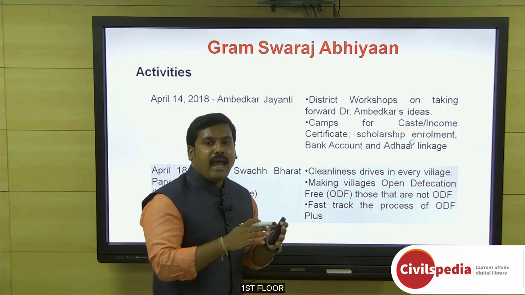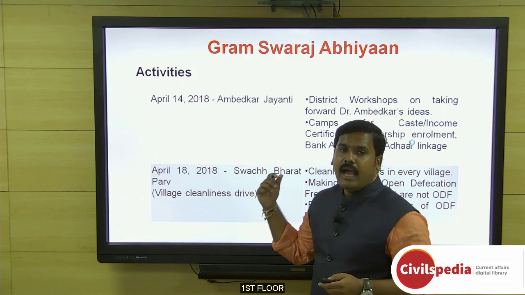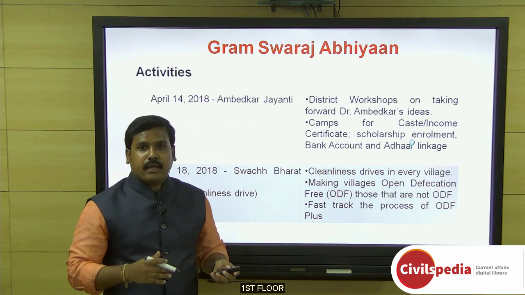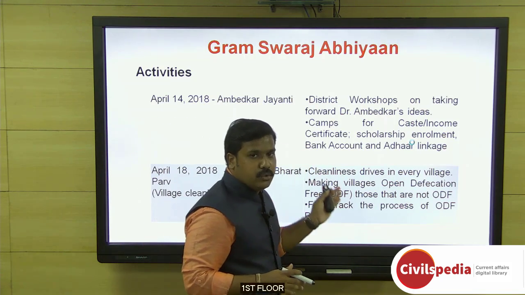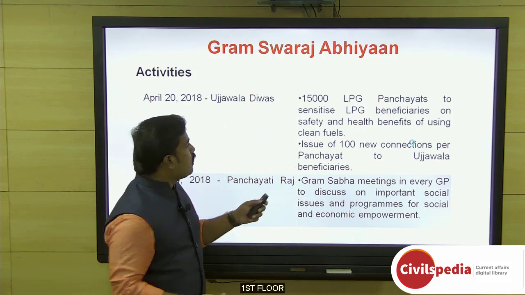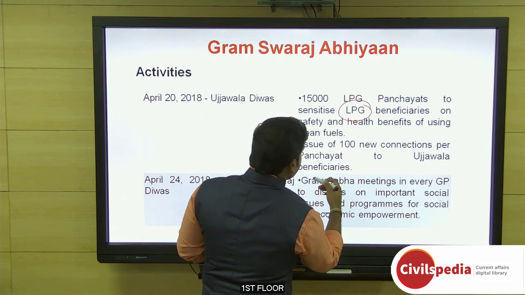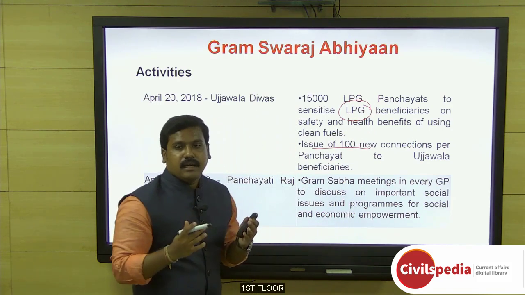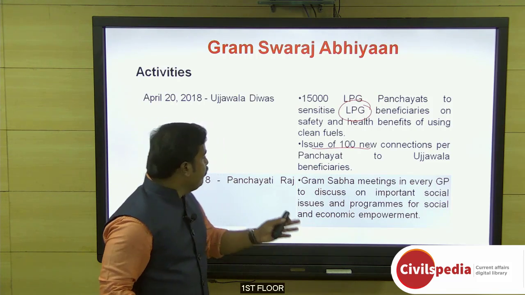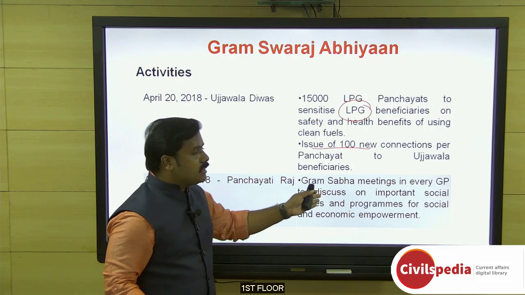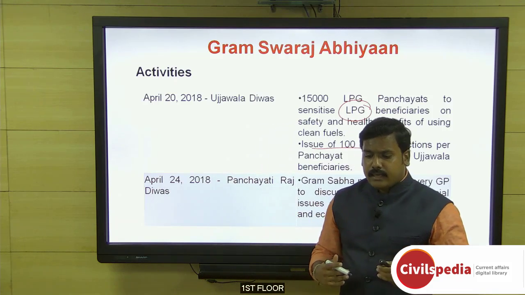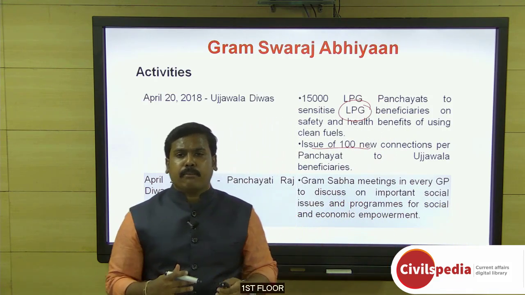Next is about the activities which will happen. I already said the campaign runs from April 14 till May 5. These are the things which are scheduled. Already 14th and 18th have been done. Next, on the 20th there will be Ujjwala Divas, in which LPG connections will be given. Issue of 100 new connections as well as safety clinics will be conducted all throughout the country in one single day. And on the 24th, Panchayat Raj Divas, Gram Sabha meetings will be held regarding empowerment, social as well as economic empowerment of people.